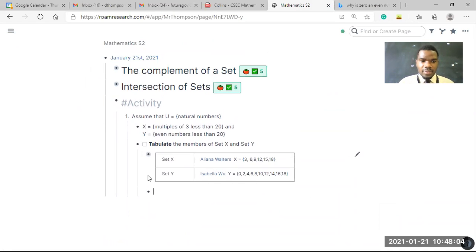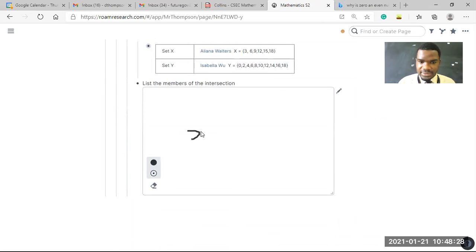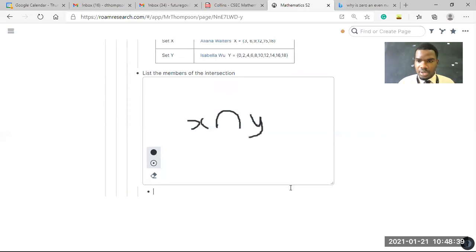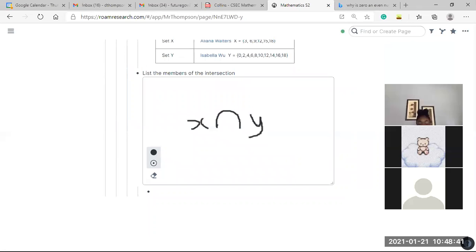Okay? All right. So those are the two sets of X and Y. Next question now, because we can say we finished with this question. Let's put a tick. Next question is list the members of the intersection X and Y. Let me draw the symbol because I want to make sure you draw the symbol. So we're going to say X and Y. All right? Let's pick on Kira.